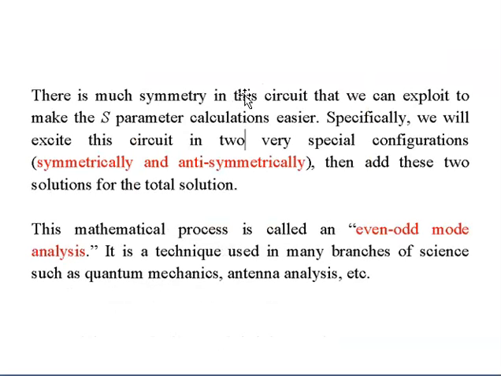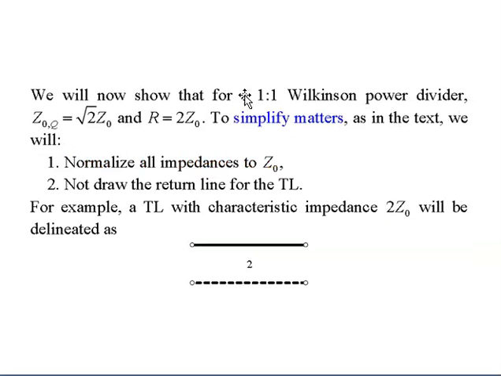There are two types, or two configurations, of the Wilkinson power divider. The first one is the symmetric and the second one is anti-symmetric. We will now show that for a 1-to-1 Wilkinson power divider, Z0Q is equal to the square root of 2 times Z0 and R is equal to 2 times Z0.